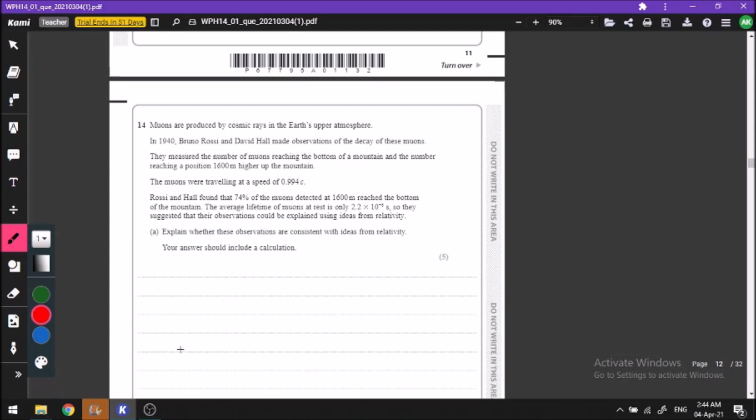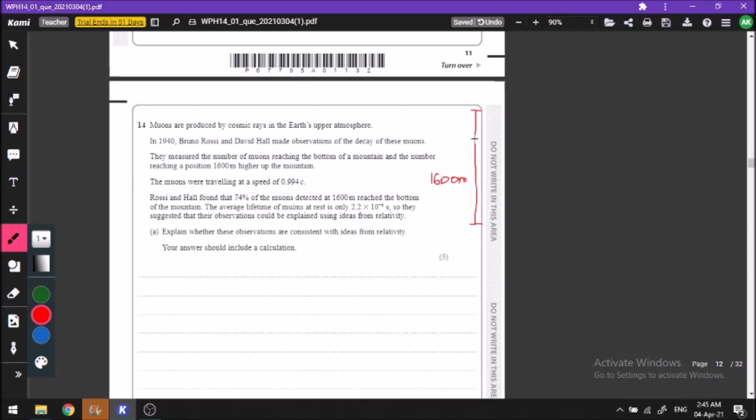You can pause the video and read this question. This is a very interesting question. Long story short, there is a height of 1600 meters from here to here. The height is important in your calculation, but the main idea is there's a mountain, and the gap between the top and the bottom of the mountain is 1600 meters.